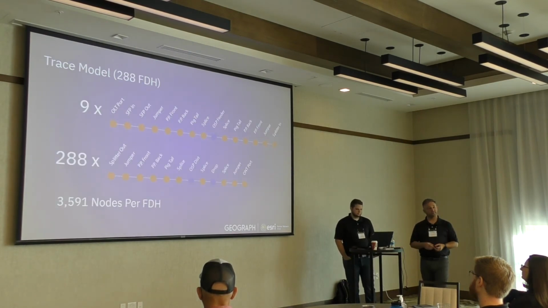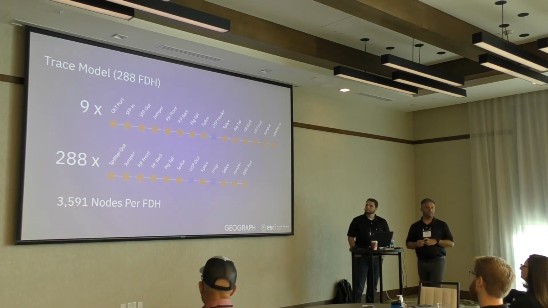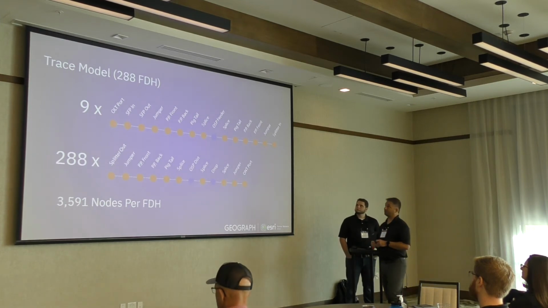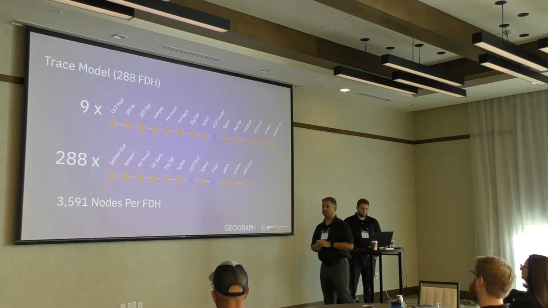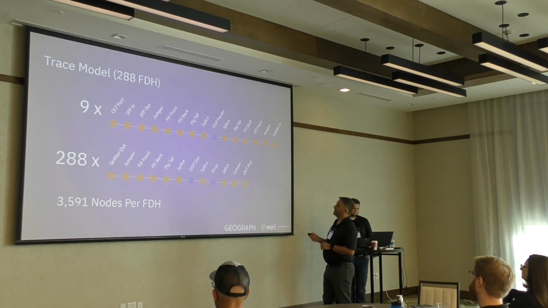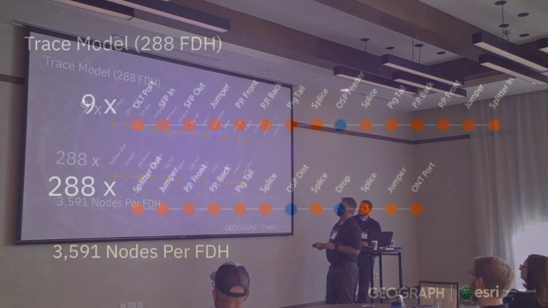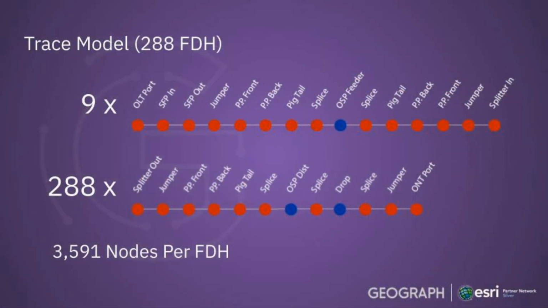Putting it all together, 1 FDH, a 288-sized FDH or serving area, would have 9 strands coming in, 288 strands going out. So roughly 1 serving area is going to be 3,591 nodes in this trace model that we use. It's a lot of data points, right?